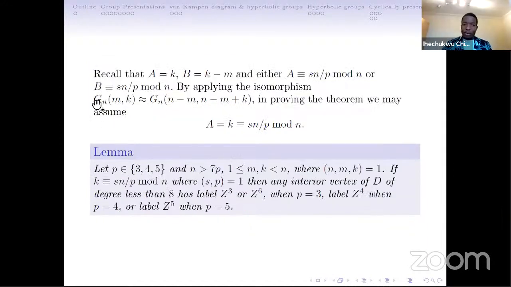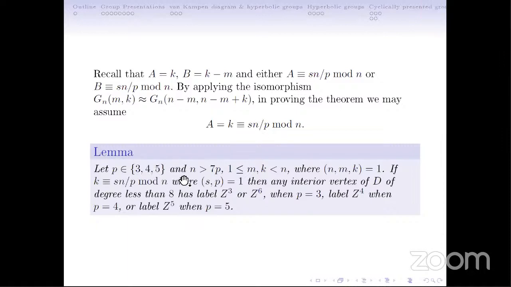So there is an isomorphism between this and this. I can exchange B with A. That's the point of this isomorphism. So instead of saying that either A or B holds in my theorem, I can just assume that A holds. This is the point about this isomorphism. I can assume that A is equal to that.